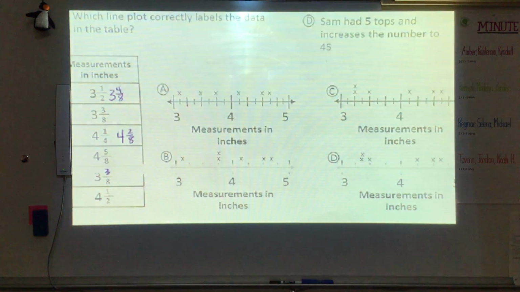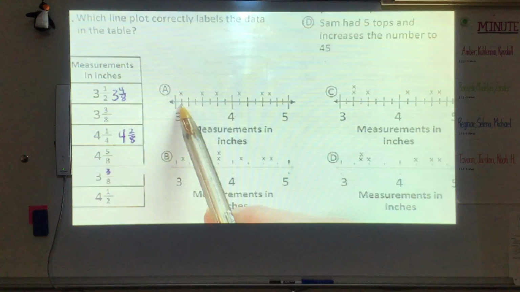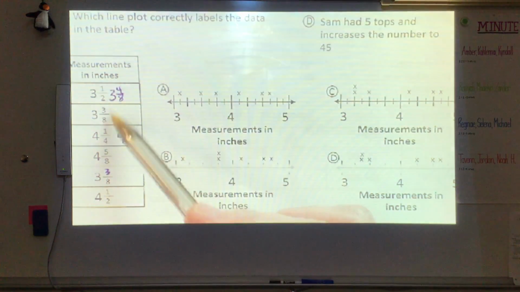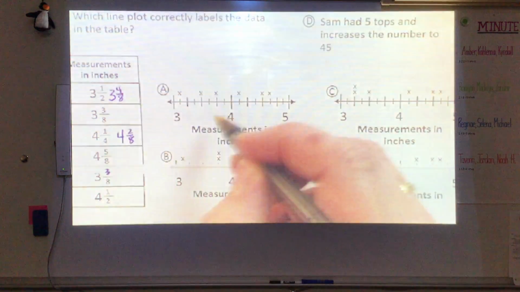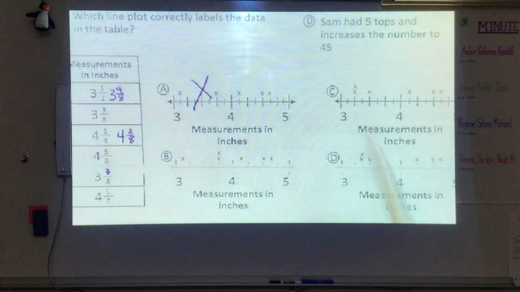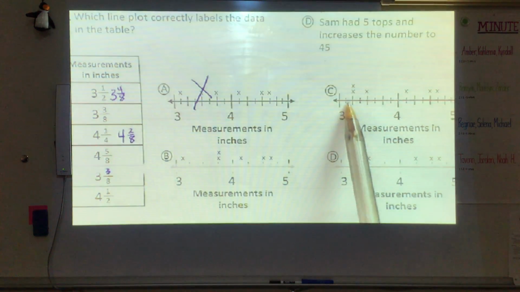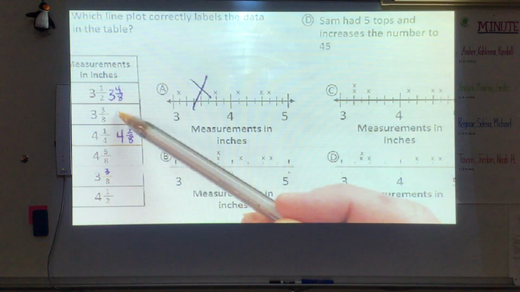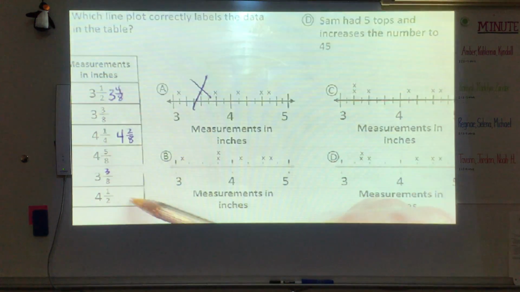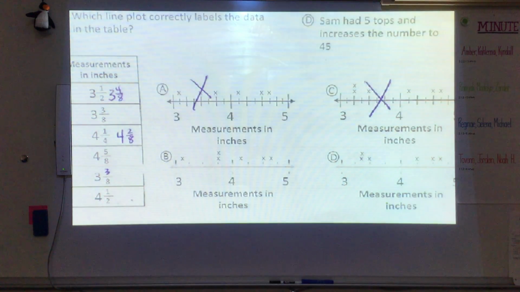So let's see what we have here. This one shows 3 1/8 on this line plot. Do we have anything that says 3 1/8 over here? I don't see anything, so that's a no. Let's take a look at this one. We've got 3 wholes. We go 3 1/8, 3 2/8, and there's 2 3 2/8. Do we have 2 3 2/8 over here? I don't see that either. We're going to keep moving.